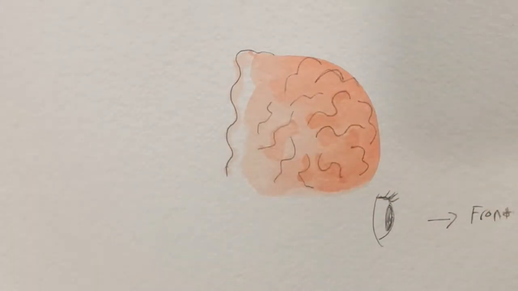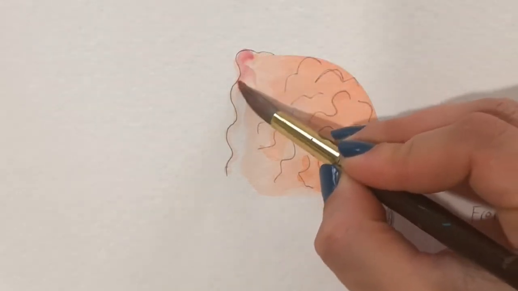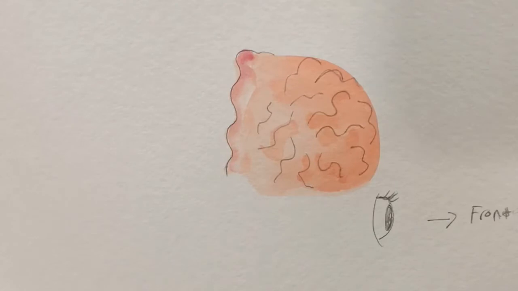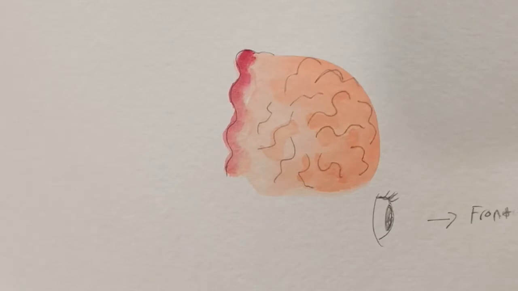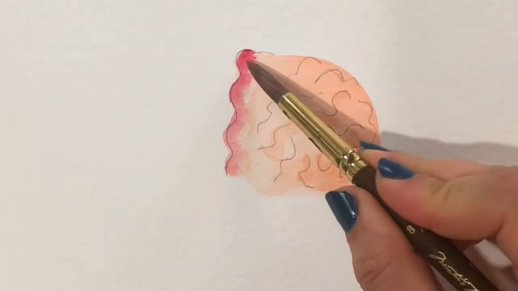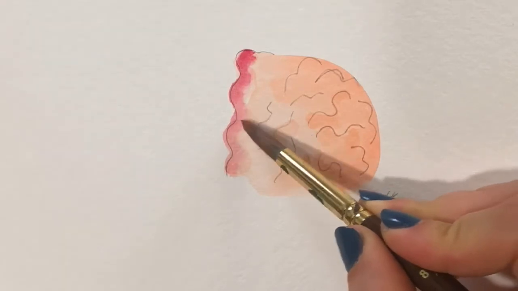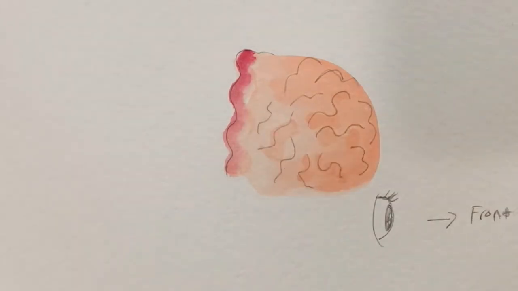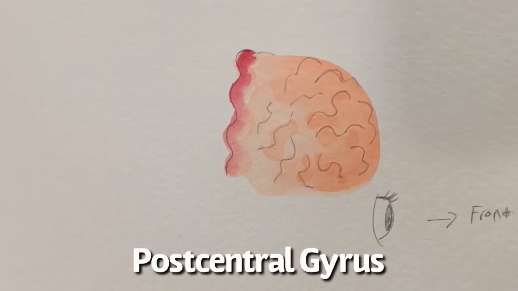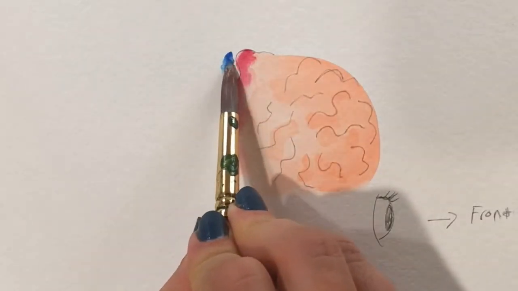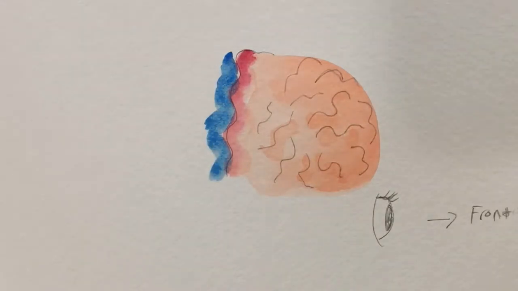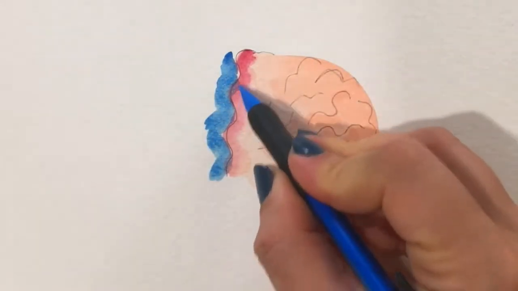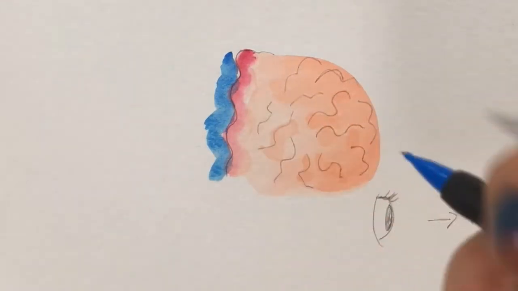Now, on your models, you're going to notice that there is a red band in front of the central sulcus. Add a little more red. That is called the precentral gyrus. In other words, the ridge in front of the central sulcus. Immediately behind it, we're going to see the postcentral gyrus. We're going to put that one right here. So remember, these are the gyrus, the ridges, in front of and behind the central sulcus.